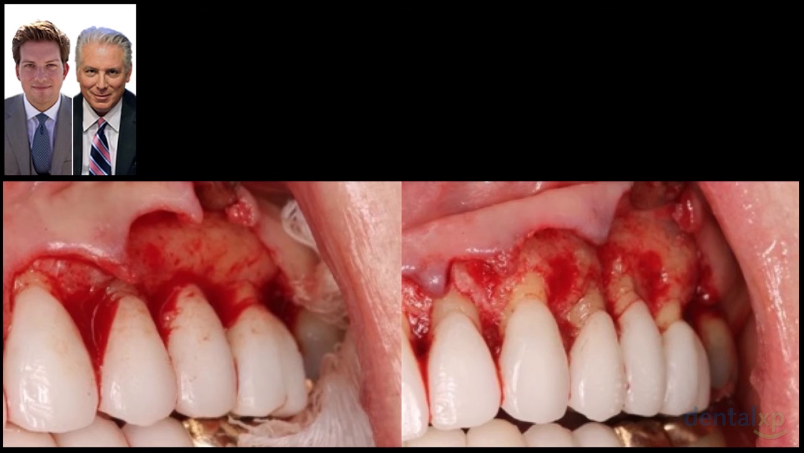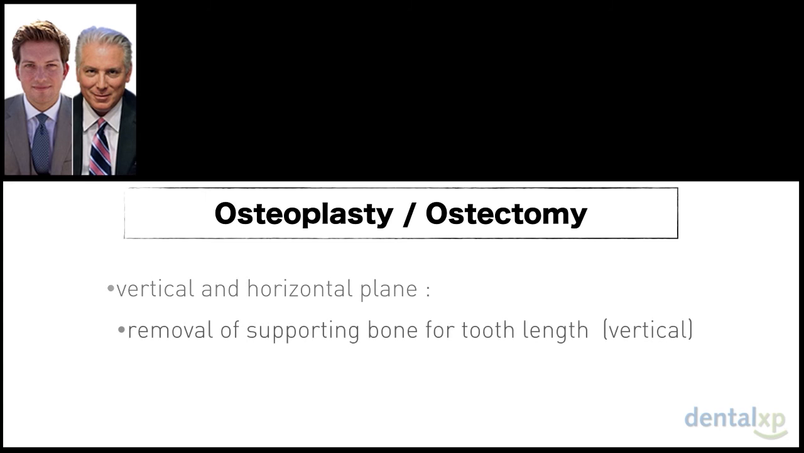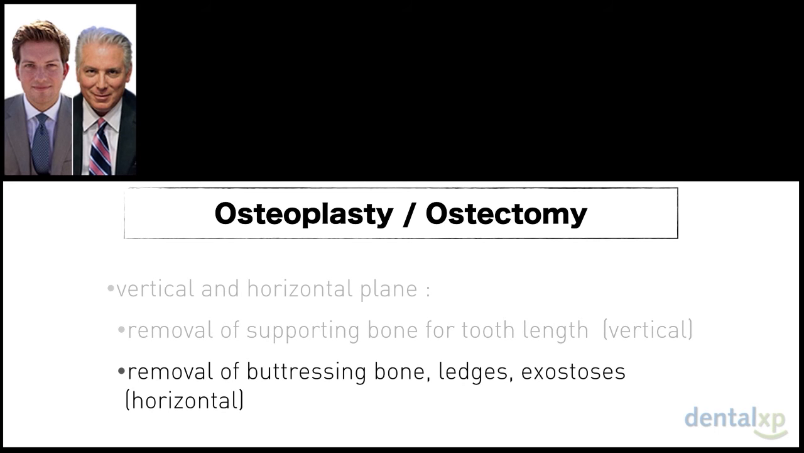our restoration. So really, when we talk about aesthetic crown lengthening, there's osteoplasty and ostectomy that has to be performed. We consider that to be the vertical and the horizontal plane. As I showed before, the removal of supporting bone, which is what we do really for the aesthetic crown lengthening for tooth length, is the vertical component. And the removal of the buttressing bone, any ledges or exostosis, is the horizontal component.